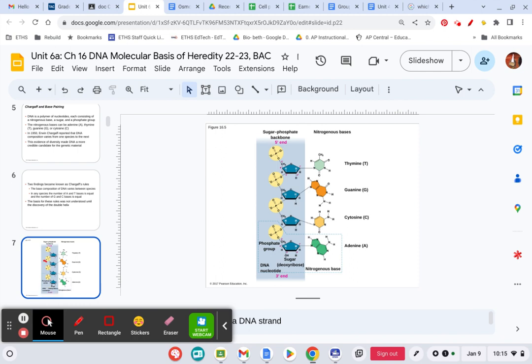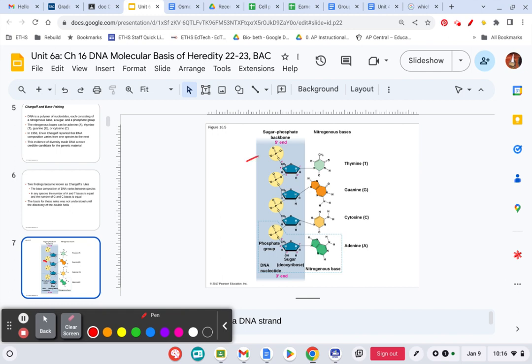That's not very clear, is it? I don't know why it's so fuzzy. But again, we've got this sugar phosphate backbone, and I'm showing you stuff that we know they didn't know back then. They could take this stuff out of a nucleus. They could look at it under a microscope, but they didn't really know how it was all put together.